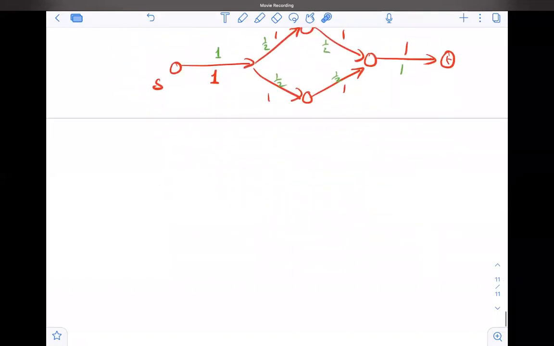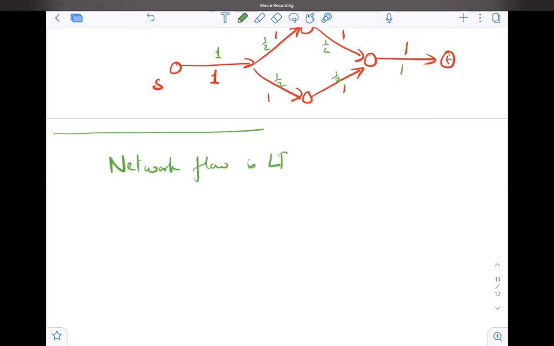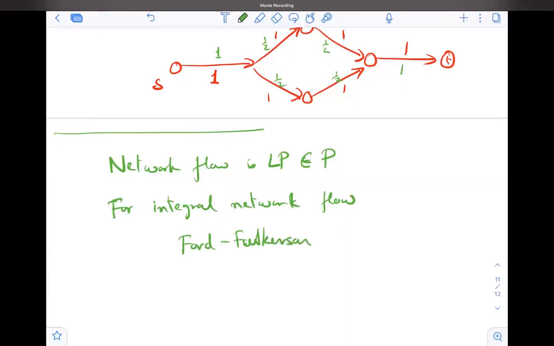Okay, so let me say where we are now. Network flow is an LP, which means that this is in polytime. But for integer network flow, integral network flow, of course, this can also be solved, but LP need not give you an integral solution. Okay, Ford Fulkerson gives an integral flow.